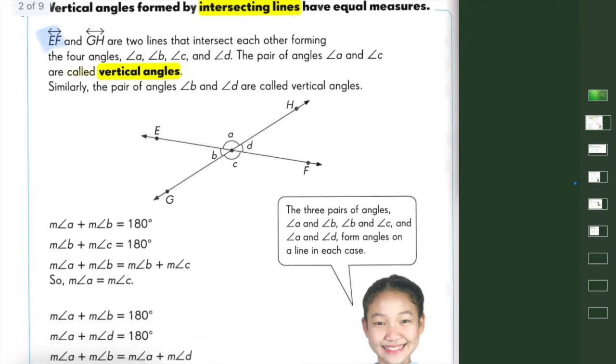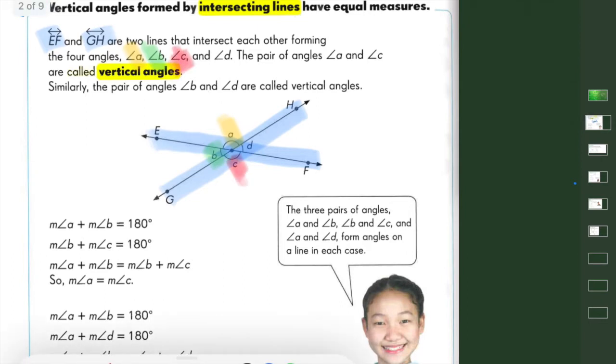This tells us that EF and GH are two lines that intersect each other and form four angles. Here is EF, and here is GH. So these two lines intersect and form four angles. We have angle A, angle B, angle C, and angle D.